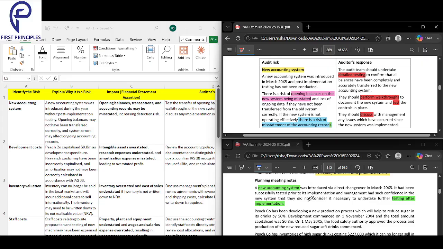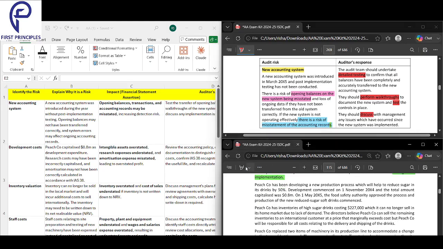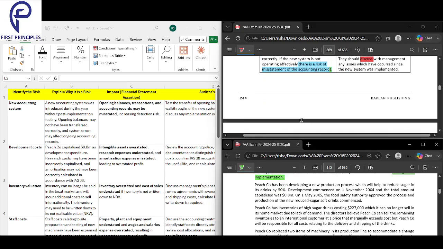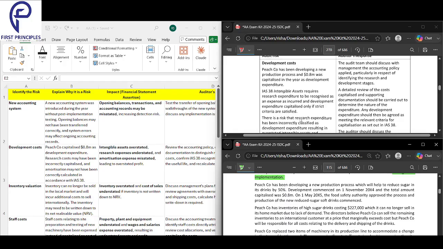Moving on to the second one here. As you move forward in the case, let's look into the next one. Okay, next one. We've got a good understanding of the first one. Second, Peach has been developing a new production process which will help to reduce sugar in the drinks. Very good. Development commenced on 1st November and the total amount was capitalized.